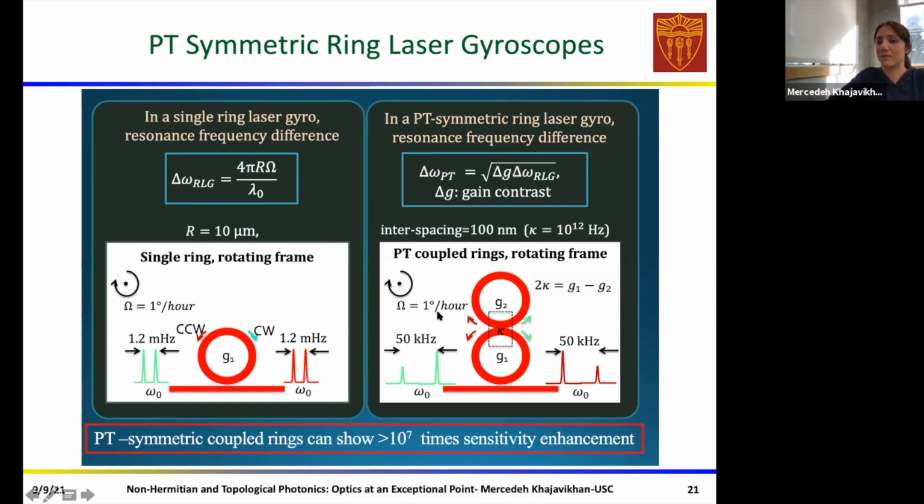Now, in this system, if we do exactly the same thing of putting it in a rotating frame with a 1 degree per hour gyration speed, the separation between the two frequencies will be on the order of 50 kilohertz. This is something that even with a semiconductor lasing system, you might be able to observe. So that was the justification that we had back then to make these systems.